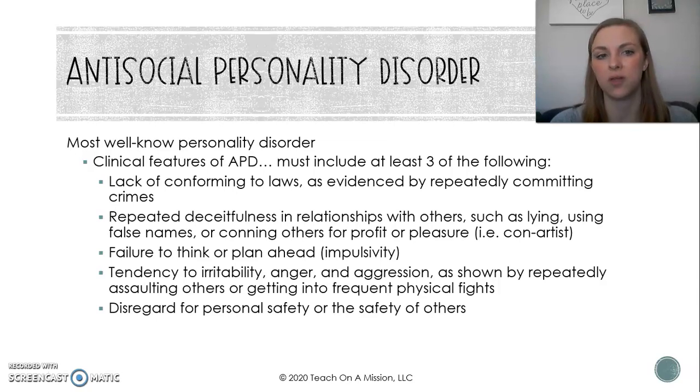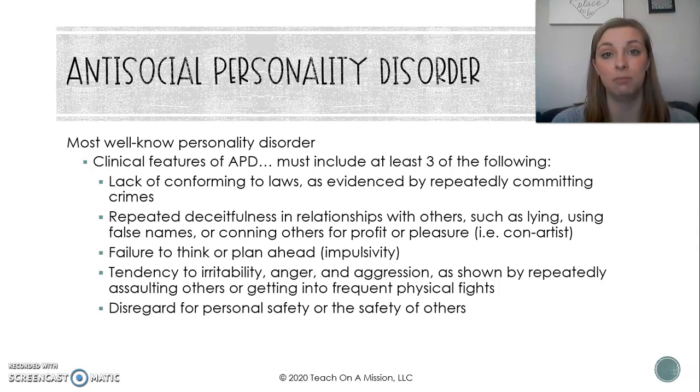Okay, so antisocial personality disorder is probably the most well-known personality disorder out there. In order to be diagnosed with APD, you need to have at least 3 of the following. So they have to have lack of conforming to laws. Basically, they're breaking the law by repeatedly committing crimes. Repeated deceitfulness in relationships, meaning they're continually lying with others. Using false names is common, or conning others for profit or for pleasure.